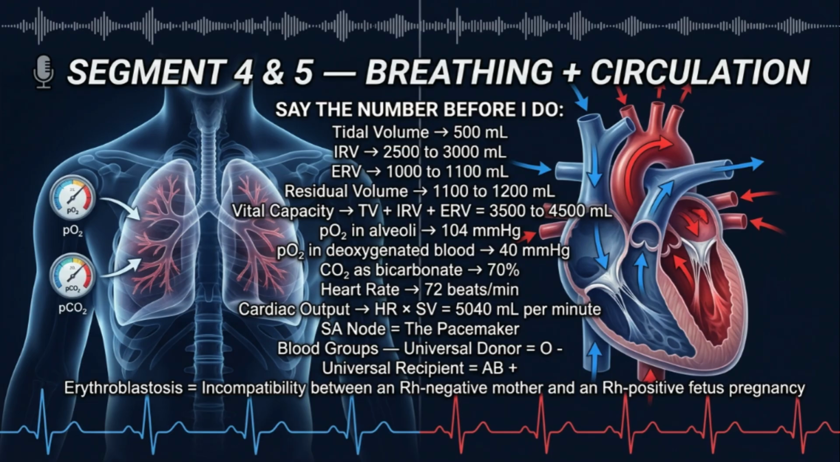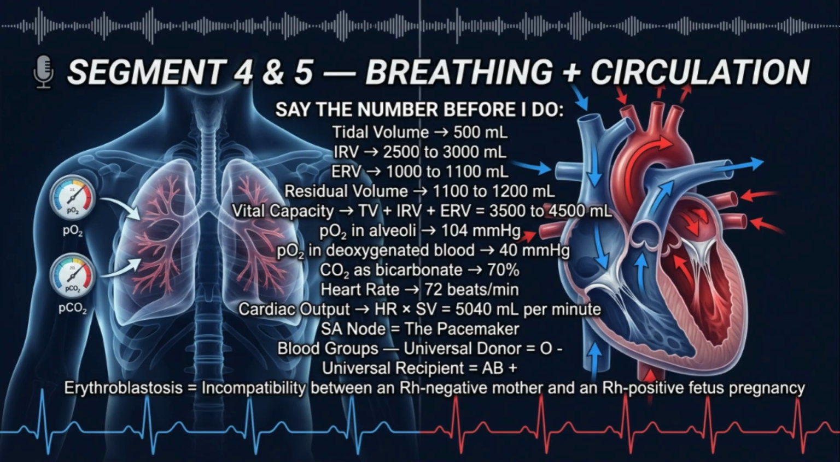Now, gas exchange. Partial pressure of oxygen in alveoli, 104 millimeters mercury. Partial pressure of oxygen in deoxygenated blood entering the lungs, 40 millimeters mercury. Oxygen always moves from high to low partial pressure, from alveoli into the blood. At the tissue level, PO2 in tissues is around 40 and in arterial blood around 95, so oxygen again moves from blood into tissues.